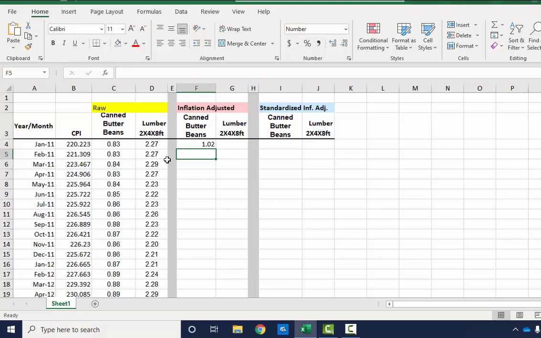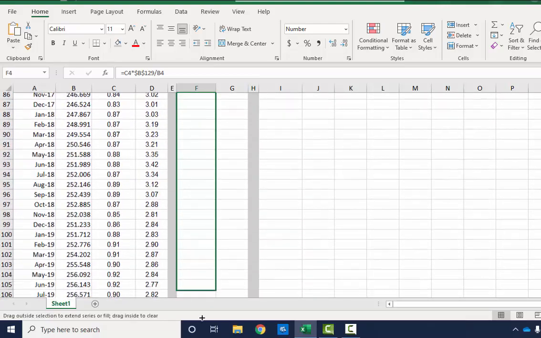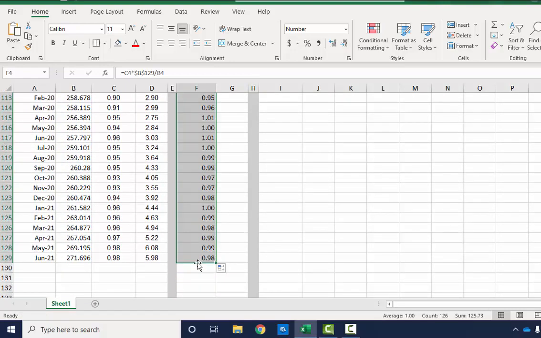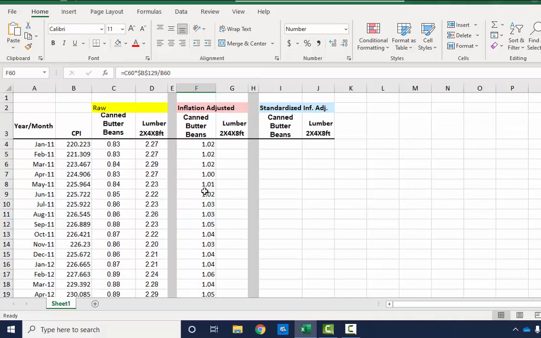All right, so when you adjust this 83-cent price way back in January 2011 to the present, based on the inflation rate given by the consumer price index, it should be about $1.02. Then the beauty of Excel is I can just grab that and pull it down, and I can do that same calculation for every price I had. So here are the prices for a can of beans for every month.